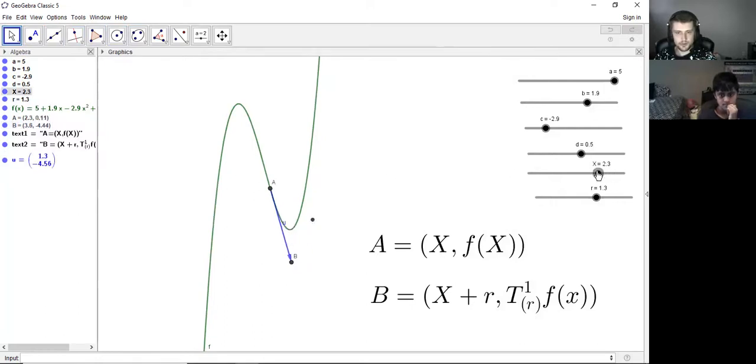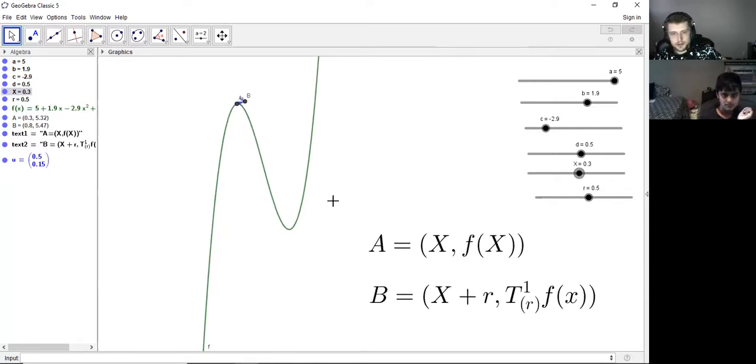All right, so as we move x along the function, we see that the difference between A and B is the tangent vector, right? There's a random point from the trace earlier, sorry. And what we see as we change r is basically the size we multiply the blue vector by. So what are the components of the blue vector?